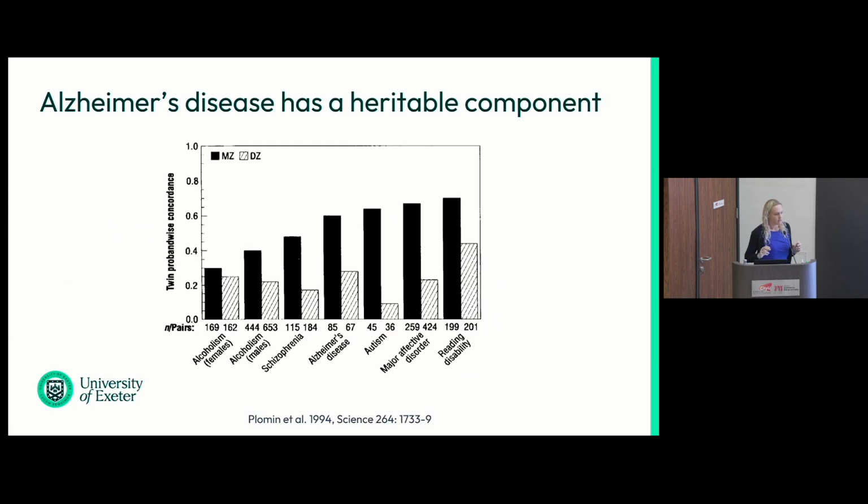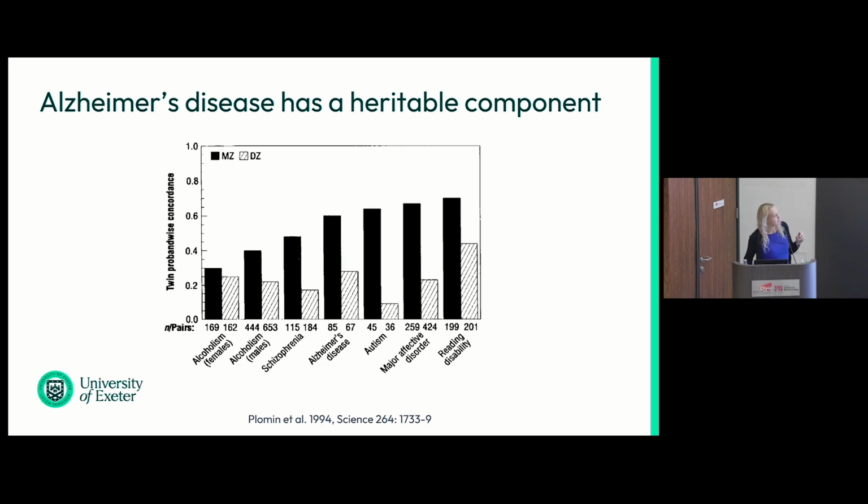We've long known that Alzheimer's disease has a heritable component. A small proportion of Alzheimer's cases are familial. They're caused by autosomal dominant mutations in APP or presenilin genes, which are part of processing amyloid beta. The rest of Alzheimer's disease cases, over 95%, are sporadic. We still know that genes are important.